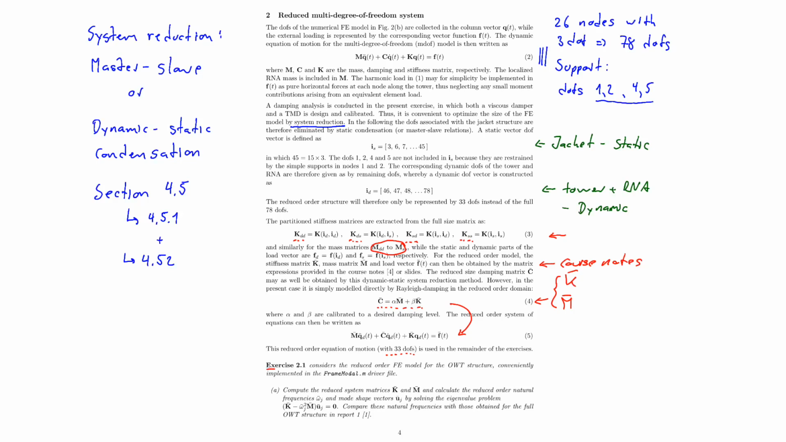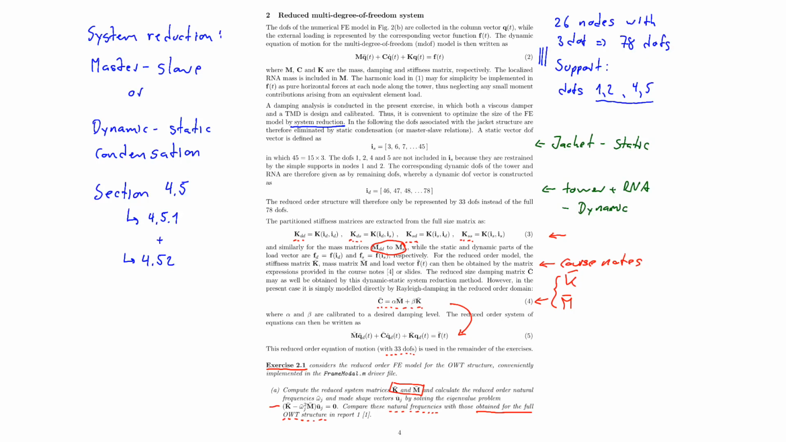So in exercise 2.1, the first part of this report number 2, you're supposed to set up or determine these reduced order stiffness and mass matrices, solve the eigenvalue problem, and find the natural frequencies for this reduced order model, and of course compare maybe the first 5 frequencies with those we found for the full offshore wind turbine in report number 1. How accurate is this system reduction? Do we see a deviation in percentage? Are we down to per mils, or is it not even visible for the first 5 modes?